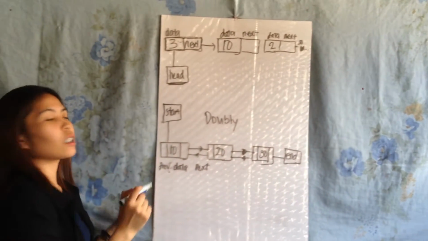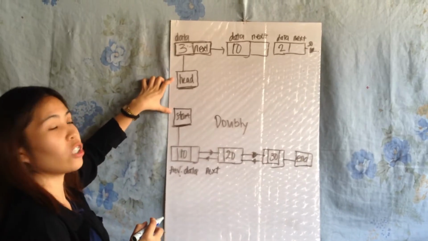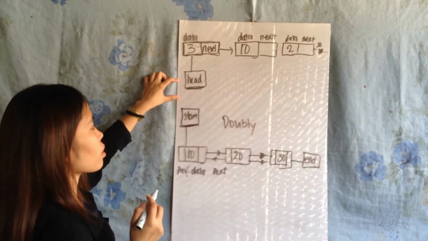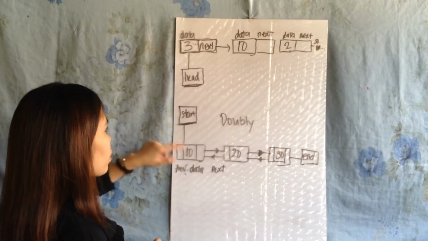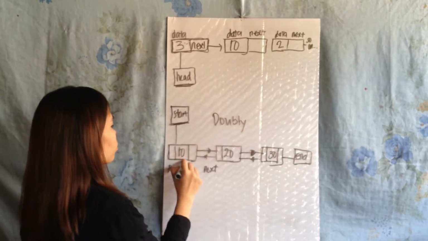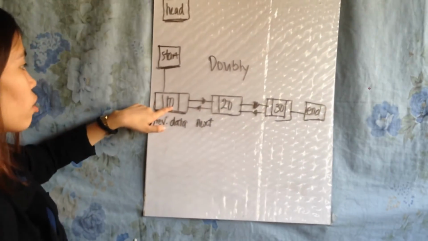So, sa doubly linked list, meron tayong start. Yung start niya is parang head na din siya. Parang sa singly linked list, yung head niya is start pagdating sa doubly. So, meron pa rin tayong nodes dito. And for example, sa data natin meron tayong 10.